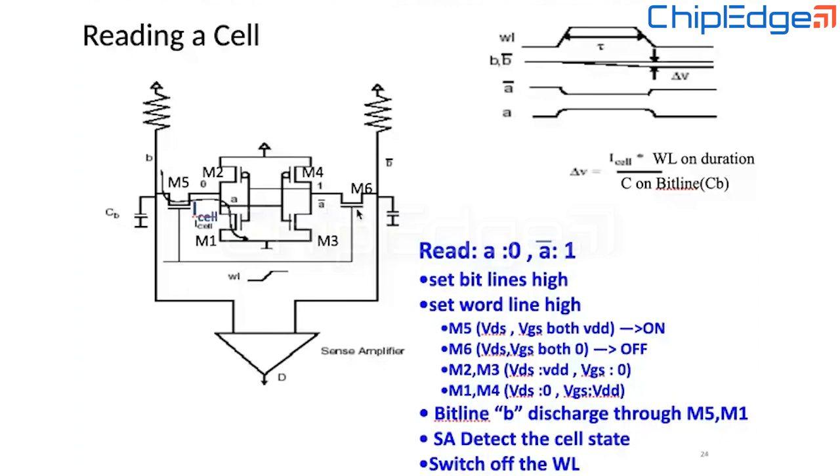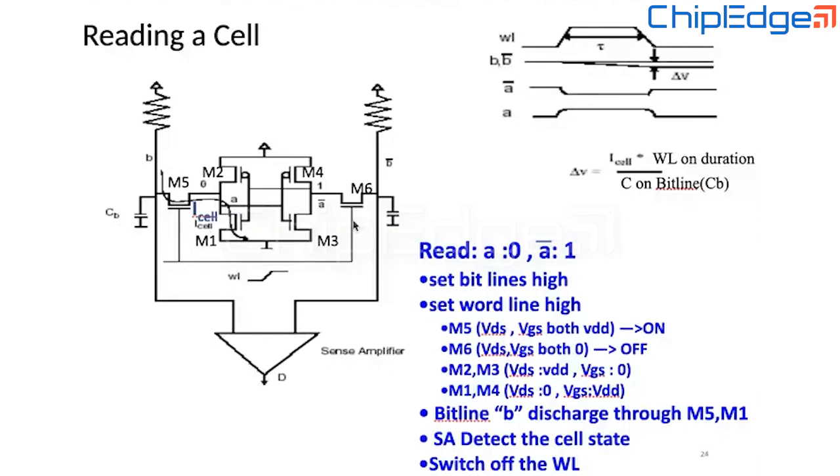And now we want to read. What do we want to read? We want to read the information. This A is, let's say, 0. We want to read that this A is 0. We don't know already that it's a 0. So now, these bit lines are initially starting high, so they are precharged to VDD. And now what happens is this word line is turned on.